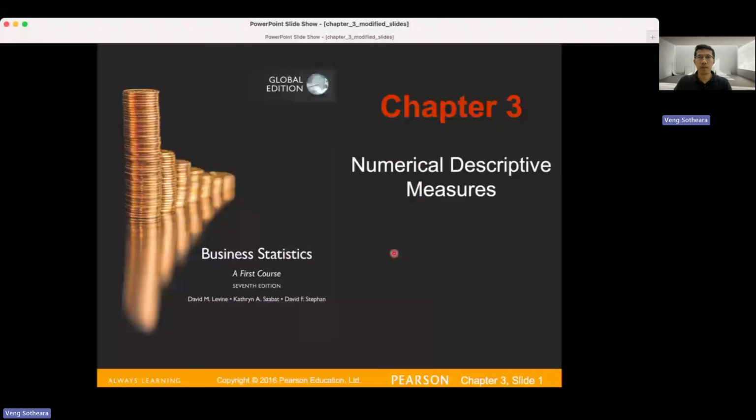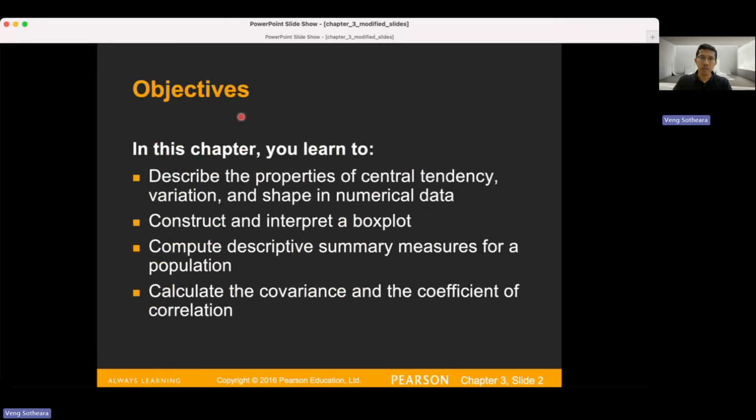Today I will be talking about a new chapter for Stat 101. Chapter 3 will be discussing numerical descriptive measures. So this is the objective of this chapter.